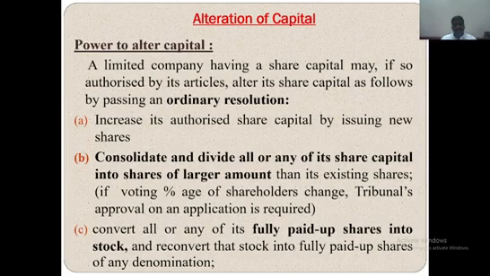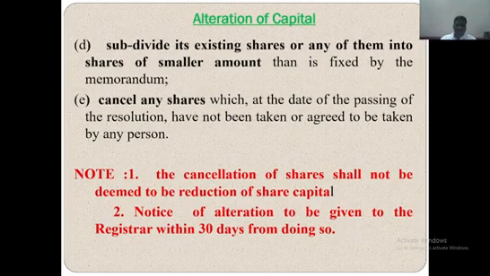Second, consolidate and divide all or any of its share capital into shares of larger amount. This applies to existing shares. If the voting percentage of shareholders changes, tribunal approval on application is required. Third, convert all or any of its fully paid up shares into stock, and reconvert that stock into fully paid up shares of any denominations.